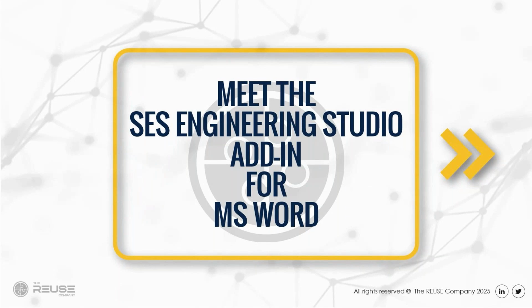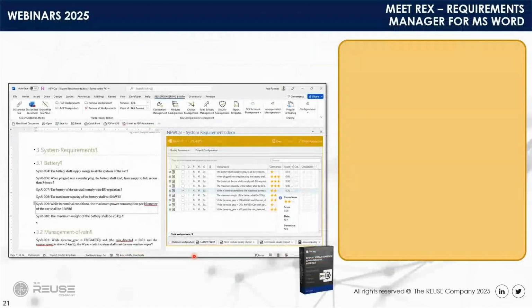So first of all, let's meet our Rex, which is a short name for this SES Engineering Studio add-in for MS Word. Some of you know the SES Engineering Studio tool, which is a desktop version of a multi-platform tool to deal with quality, traceability, and so on. So we have the Word version here.